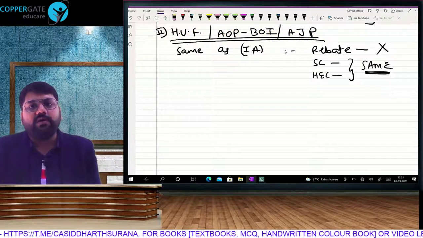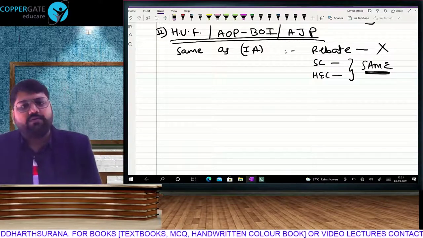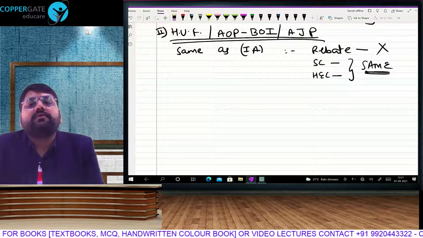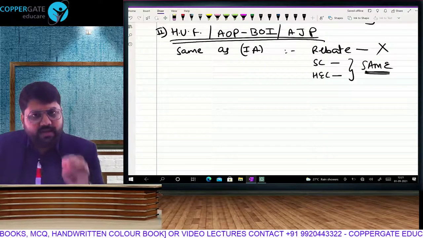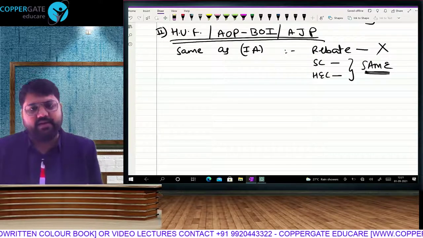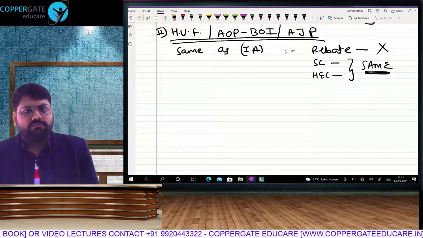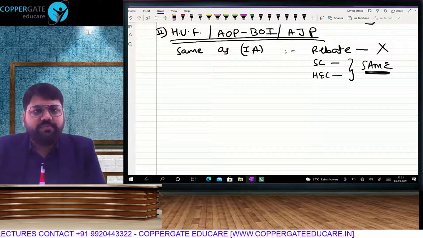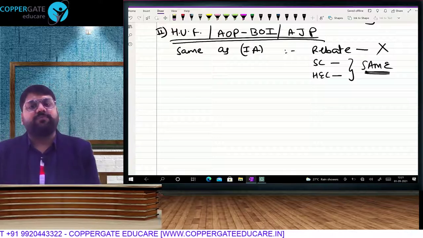HUF stands for Hindu Undivided Family. First time you studied HUF was when you were in 12th standard. Hindu Undivided Family. Four generations of a Hindu male have got right over a family property. That means if Mr. X has acquired any asset, so children, grandchildren and great grandchildren will have right over the property. In India, there is a law called Mitakshara law, that is the Hindu Succession Act, according to which there is going to be succession of these four generations.